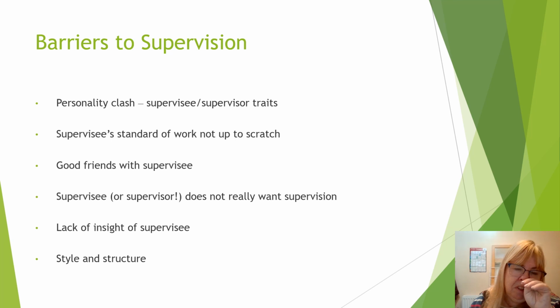Some of the barriers to supervision, some of the problems that might arise, it could be personality clashes between the supervisee and supervisor. It might be something that starts off, but you overcome. But if it can't be overcome, then the supervisee would need to go to the line manager and say, this isn't working.